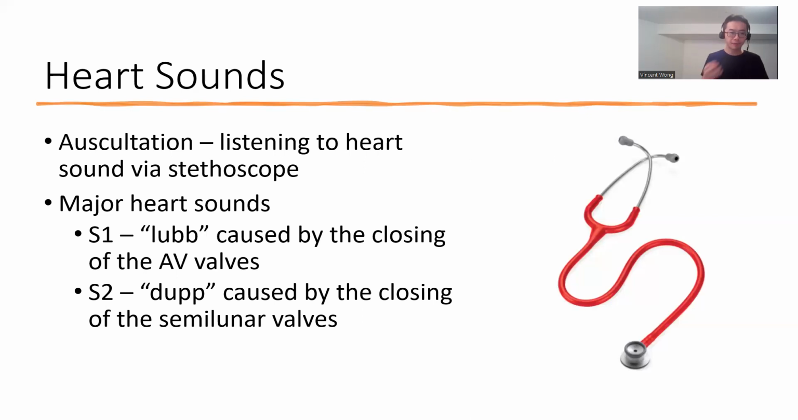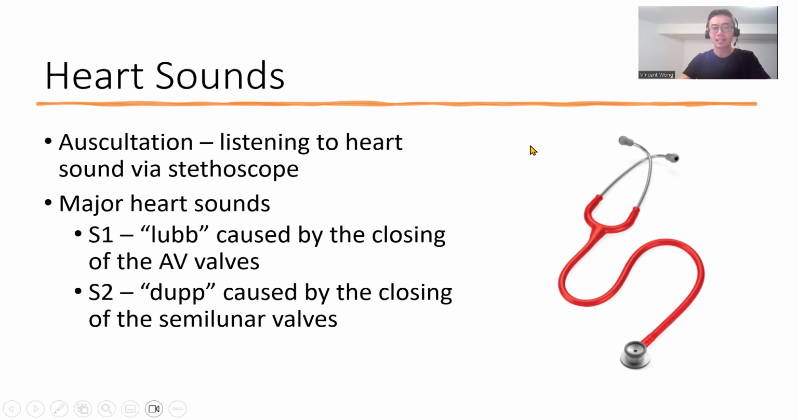But basically, the first sound, the lub, is caused by the closing of the AV valves. So when the tricuspid and bicuspid valves close, that creates a sound. It's like, you know, slamming a door shut. It creates a sound, right? And the second sound is caused by the closing of the semilunar valves. So those are the two major sounds that should be able to be picked up by the stethoscope.